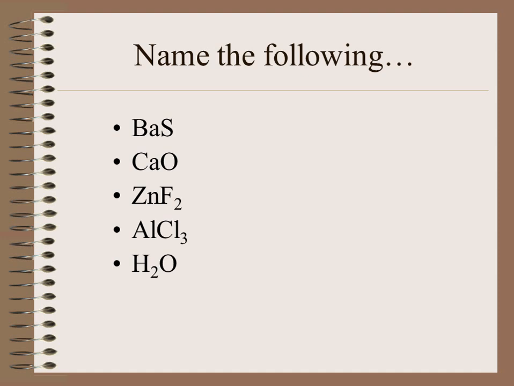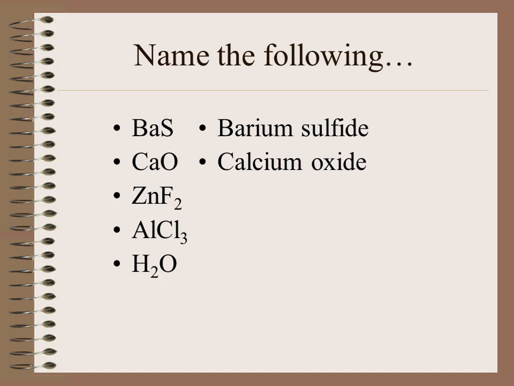If we take a look at some examples, the first one we have Ba, which is barium, and then S, which is sulfur. So we would start with barium sulfur, but then we change the ending of sulfur to "ide," making it sulfide, and hence the name barium sulfide. In the next one, we have Ca, which is calcium, and O, which is oxygen. Naming that, following the rules we just outlined, would give us calcium oxide.